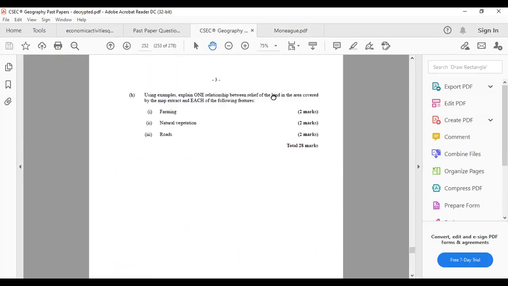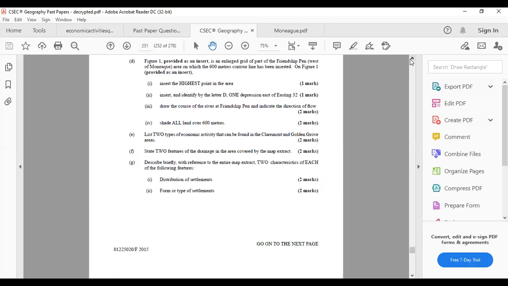So that is what you're really looking for. You're looking for a lake, a river, and if you cannot see any rivers or sea or estuary, you look for flat areas or a valley. The contour lines as well. Yes, you can determine the direction with the decrease in the contours, which indicate flat land. List two types of economic activity that can be found in Claremont and Golden Grove.